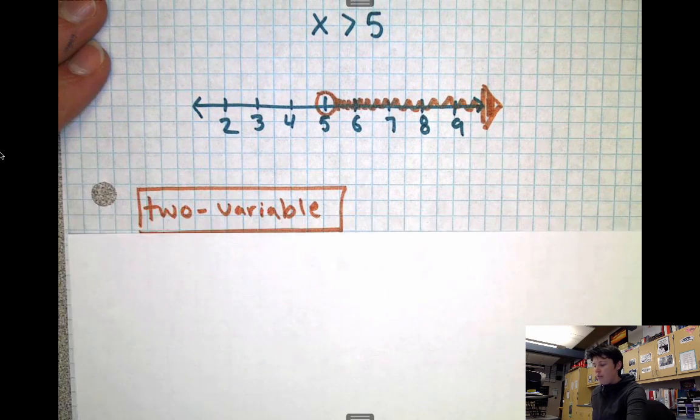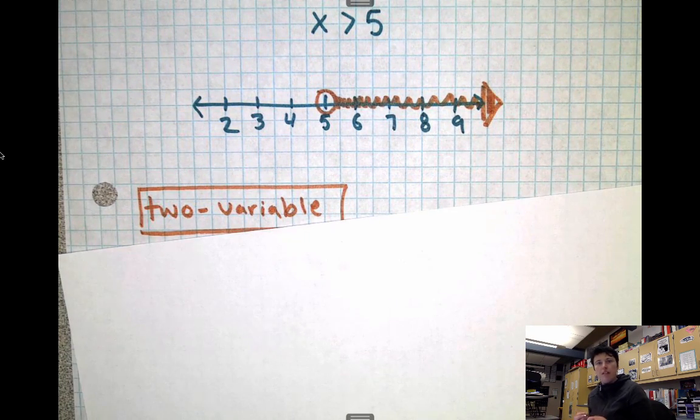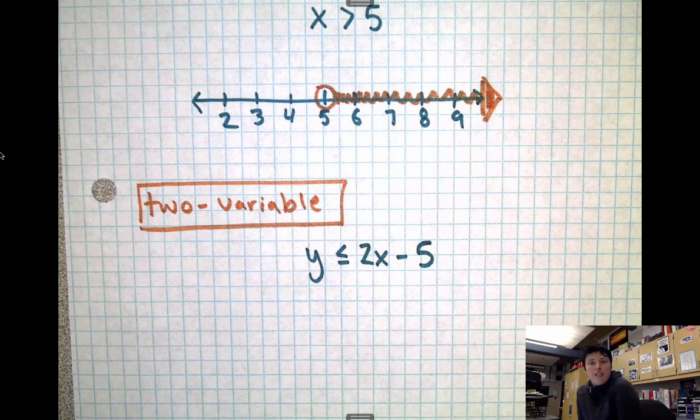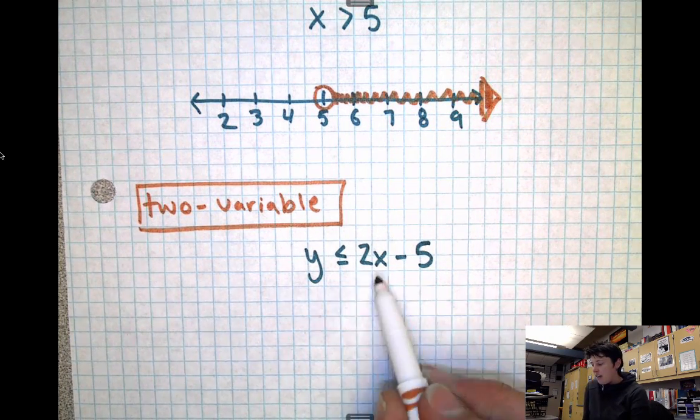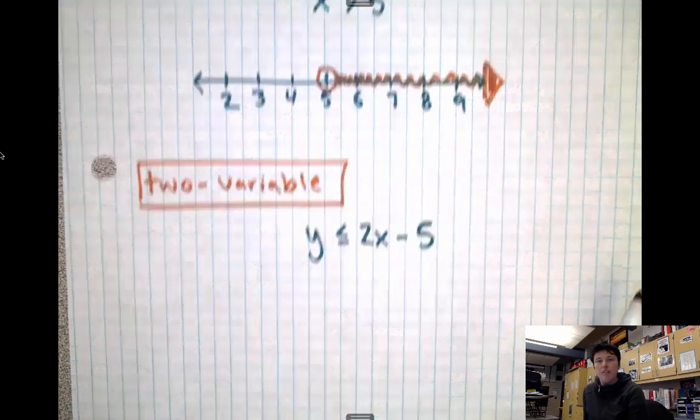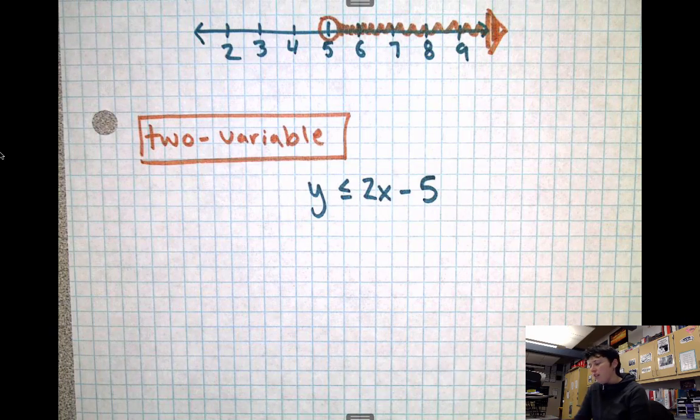So let's look at a two variable problem. That should be our next step here. What's a two variable problem? Well, here is a two variable problem. Let's say you had y is less than or equal to 2x minus 5. Now I have an x and a y, two variables, hence the name. And our job is still the same. We want to graph it, but we can't graph it on a single number line anymore. Not when there's two variables.